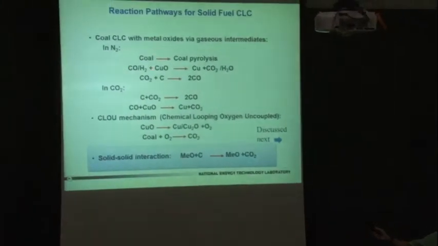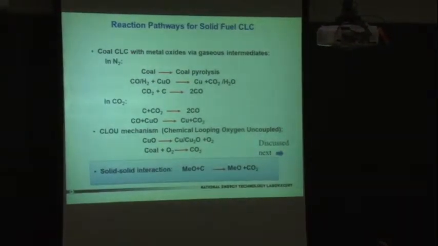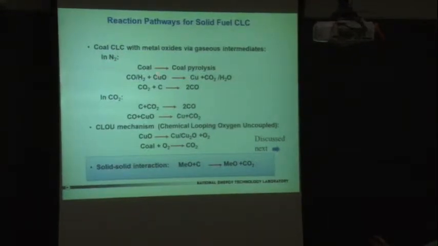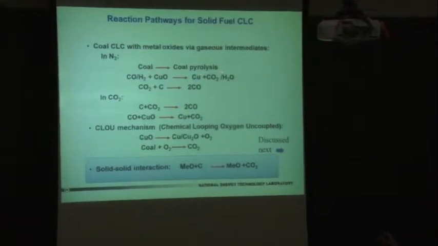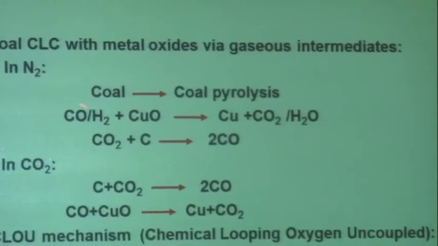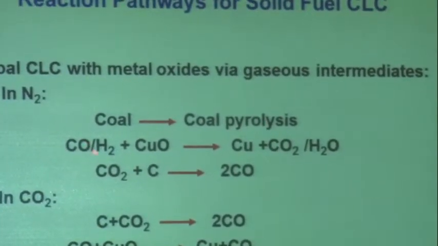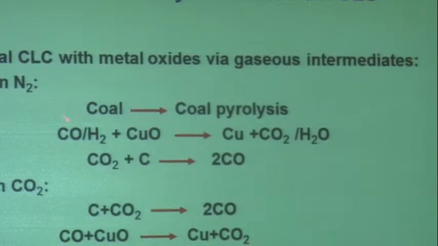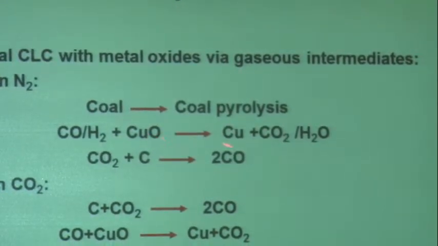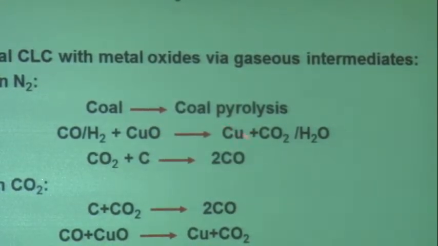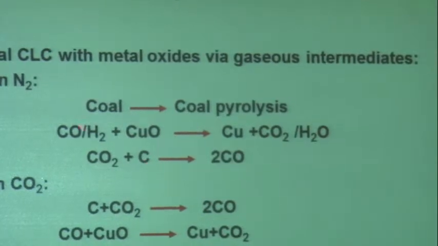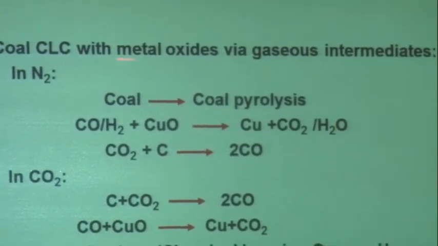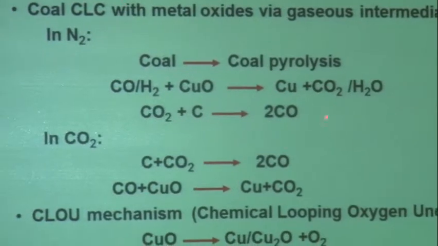If you want to react a solid carbon like coal in chemical looping in nitrogen, here's the case where, in nitrogen, we're taking the coal, we're heating it up, you get pyrolysis, all right? Then let's treat those pyrolysis products as CO and hydrogen. Those could react with the copper oxide, the gas phase reacting with copper oxide, reducing it down to copper, CO2, and water. That's what I was trying to develop a model for, and I could not explain the rates that we were observing in the lab.